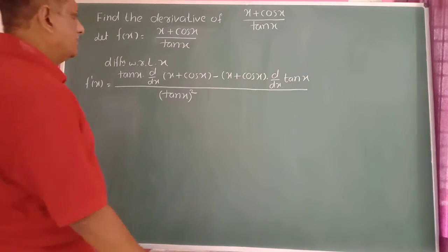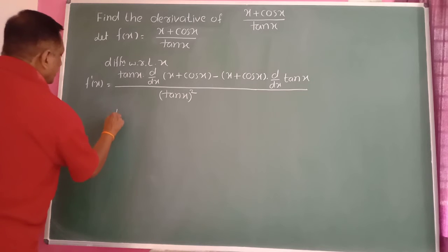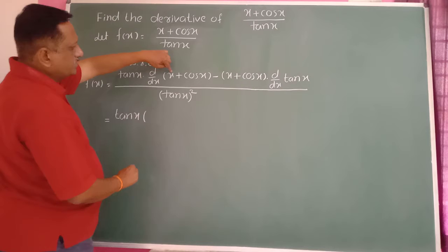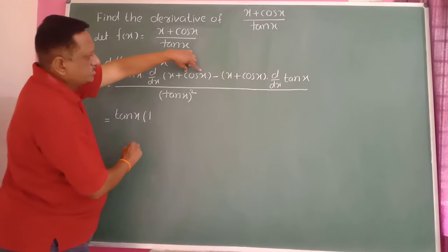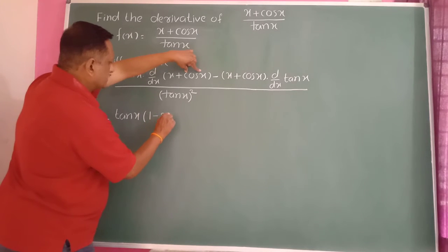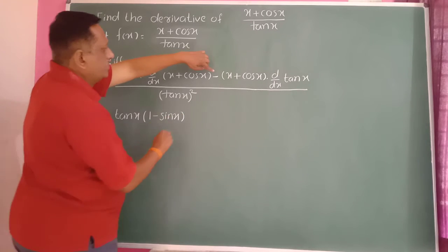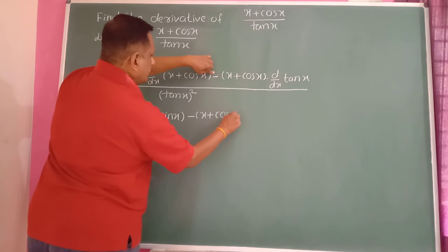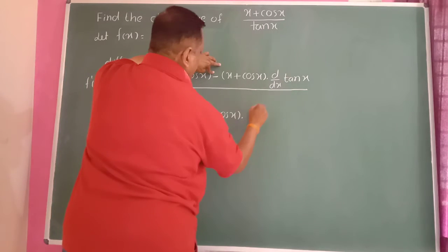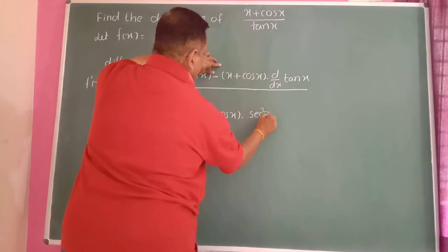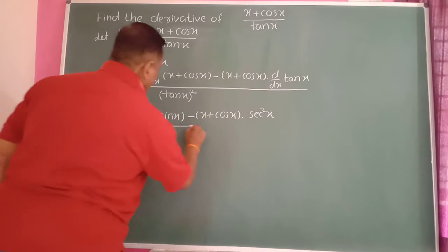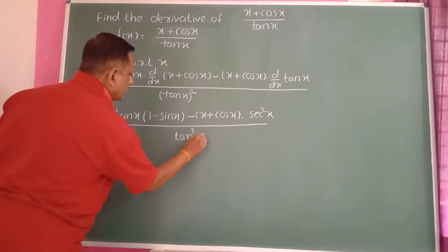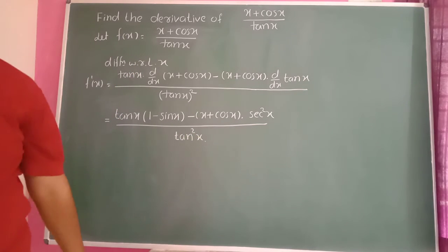Therefore, this is equal to tan x into, x differentiation is 1, cos x differentiation is minus sin x, so 1 minus sin x, minus x plus cos x as it is, differentiation of tan x is secant square x, divided by tan square x. Okay, this is the answer here.